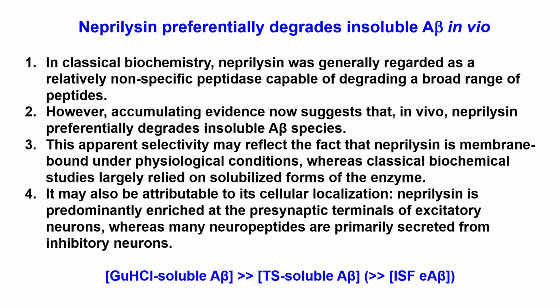In classical biochemistry, neprilysin was generally regarded as a relatively nonspecific peptidase capable of degrading a broad range of peptides. However, accumulating evidence now suggests that, in vivo, neprilysin preferentially degrades insoluble Aβ species. This apparent selectivity may reflect the fact that neprilysin is membrane-bound under physiological conditions, whereas classical biochemical studies largely relied on solubilized forms of the enzyme. It may also be attributable to its cellular localization. Neprilysin is enriched at the presynaptic terminals of excitatory neurons, whereas many neuropeptides are primarily secreted from inhibitory neurons.